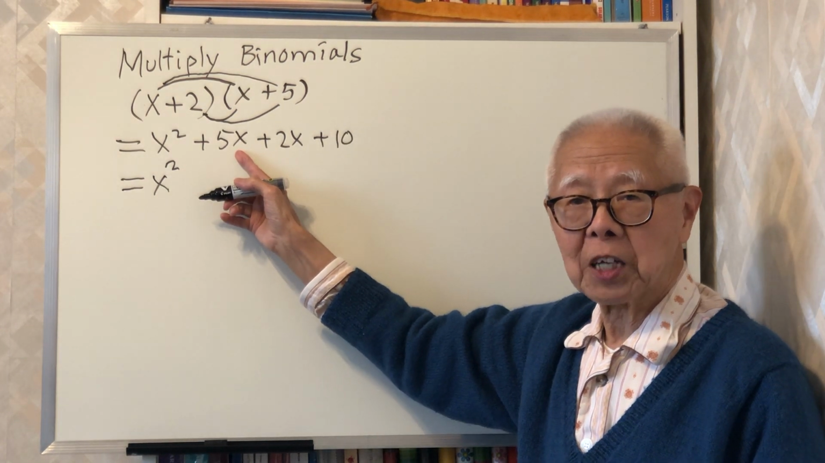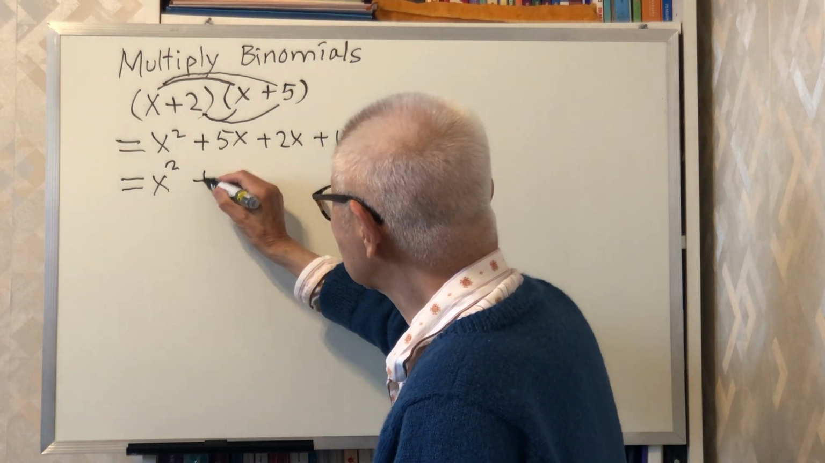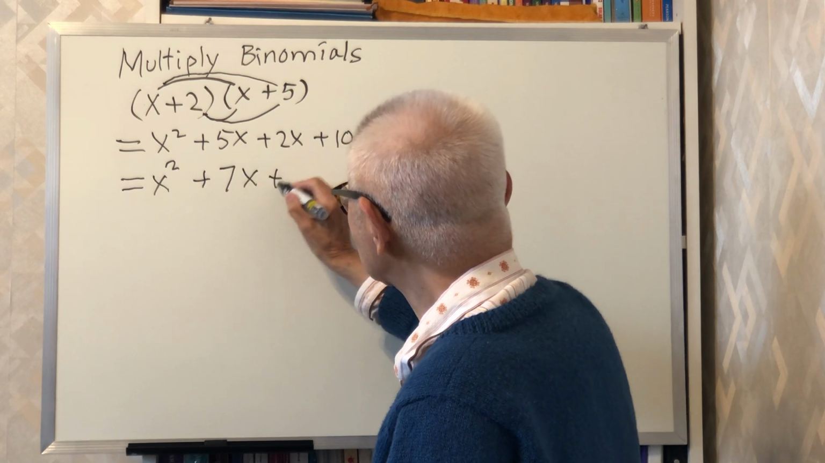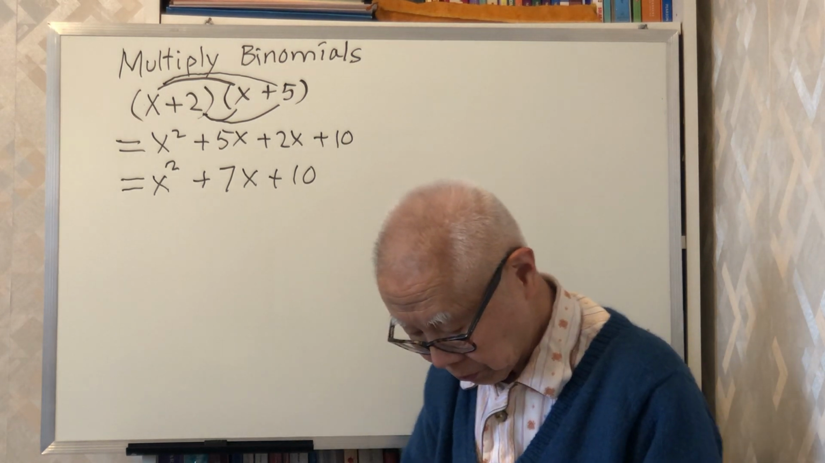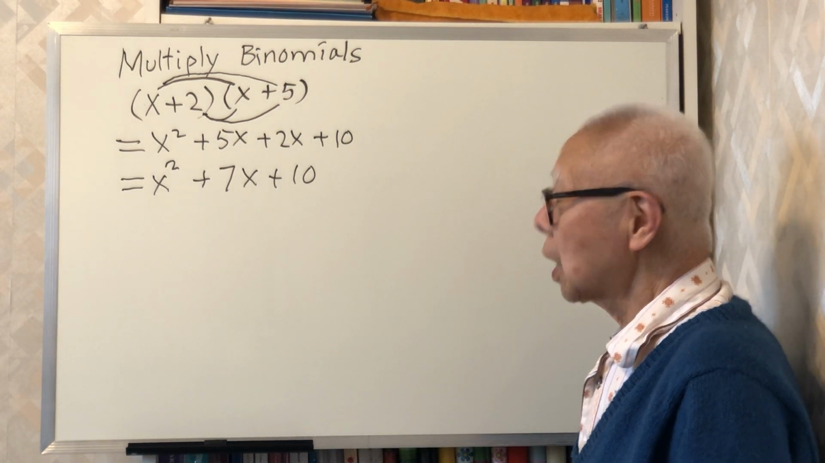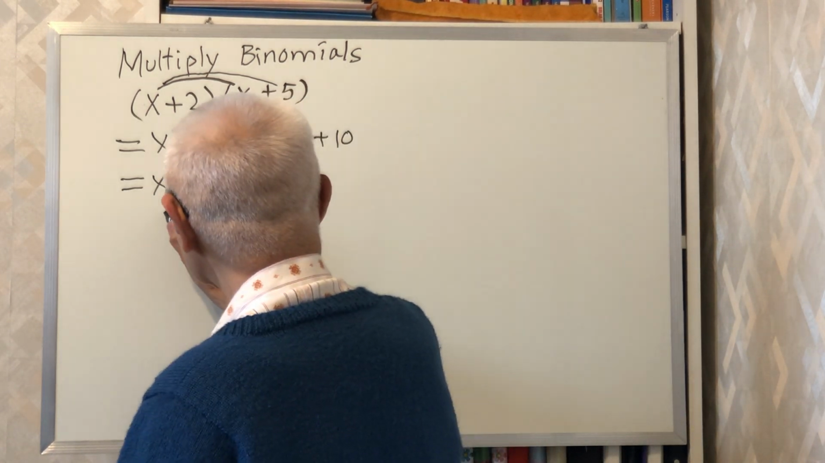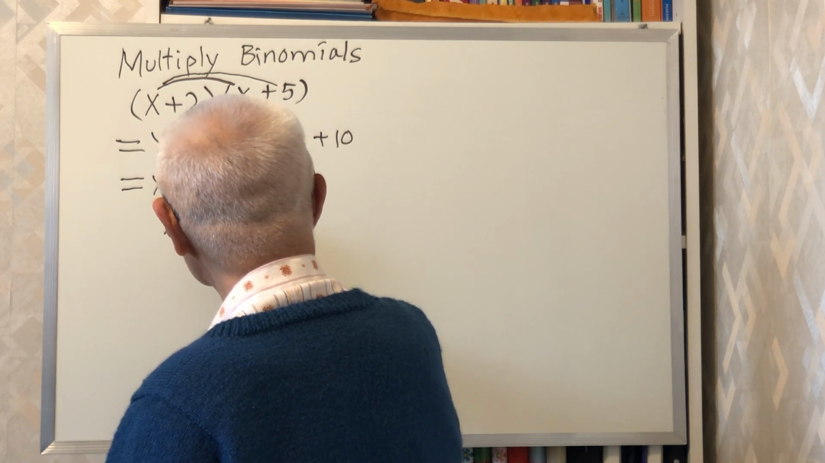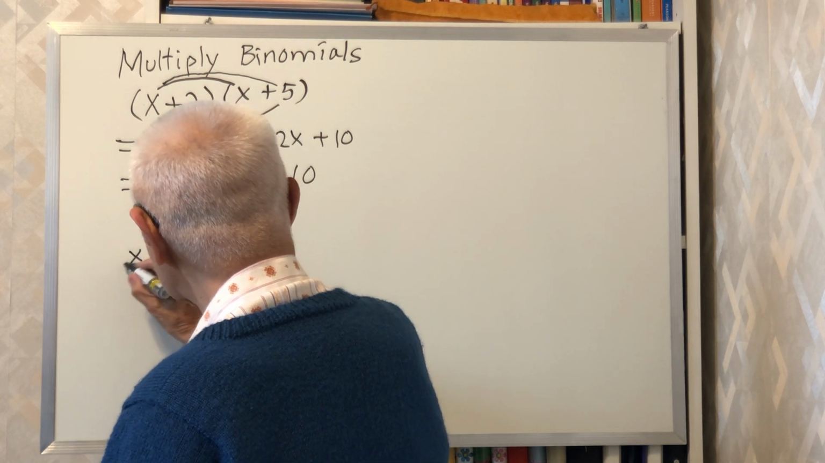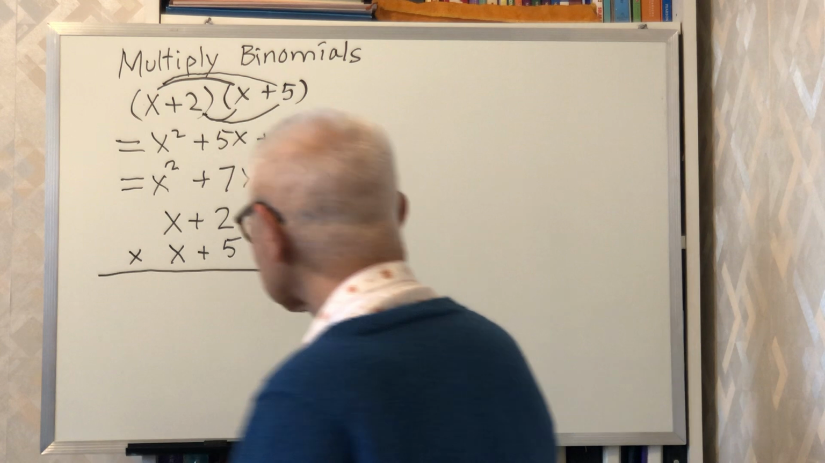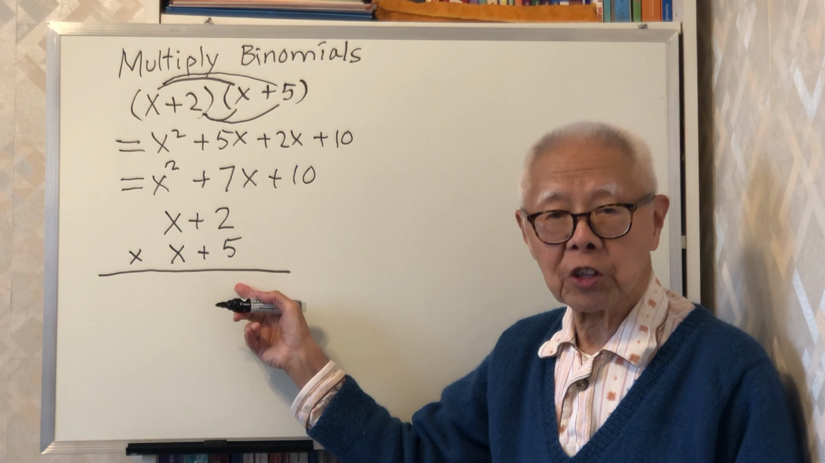Five x plus 2x is 7x. This is my answer. I can also do it in another way. I can do the multiplication in this way.